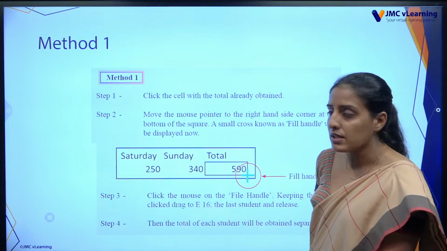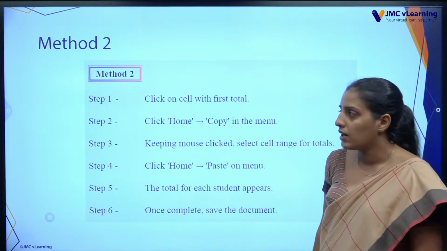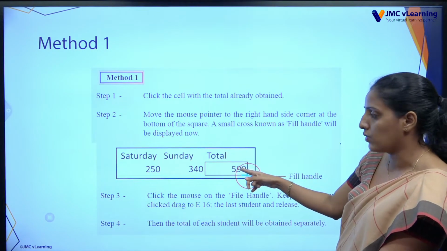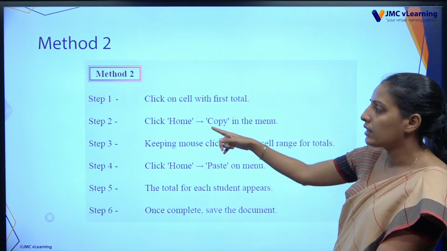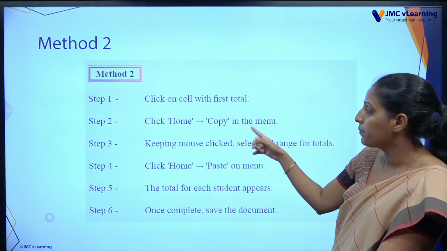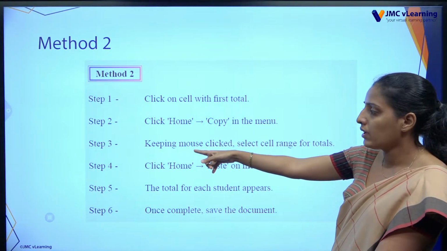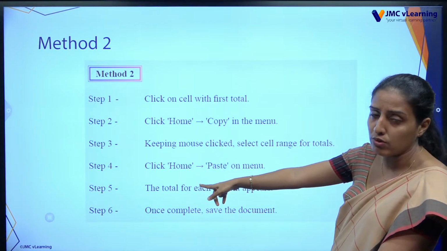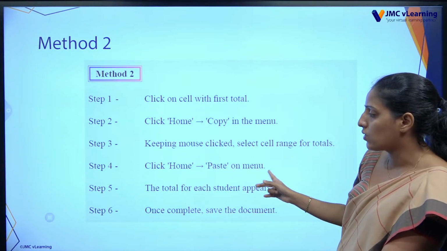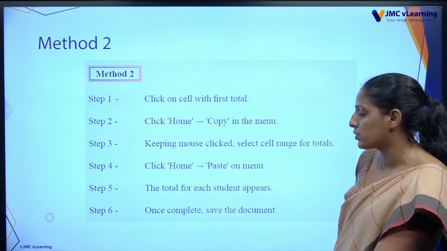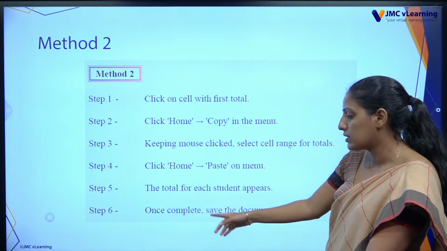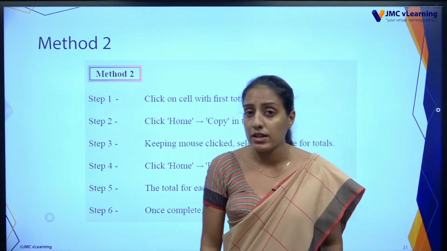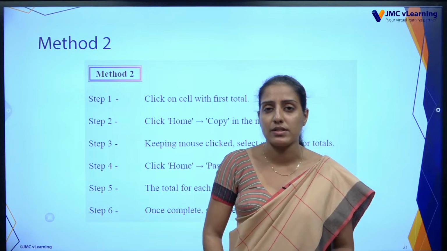Next method is home tab operations. Click on the cell with the first total, that means this one. You have to click on it, then go to home, copy in the menu, keeping the mouse clicked, select the cell range for totals. Again you have to go to home, paste on menu, then the total for each student appears. Once complete, you have to save the document. Now let us see the practical part of these two methods.